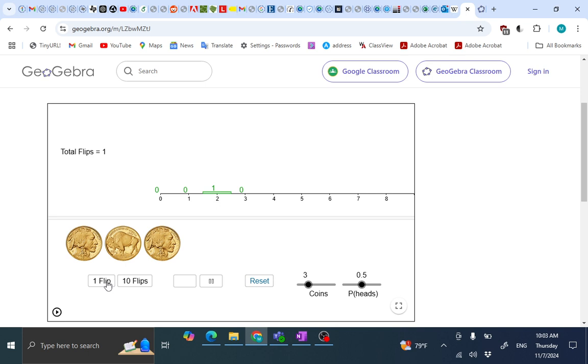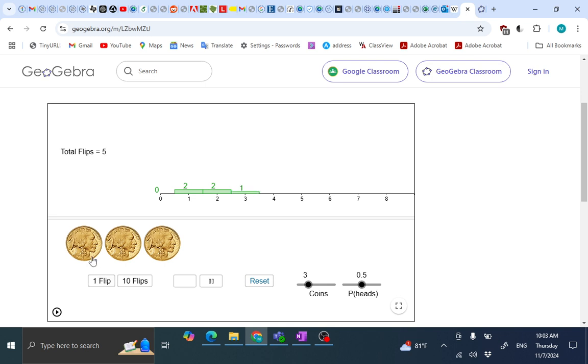Let's do another one. Again, the same thing, but a different arrangement. Here we had, out of the 3 coins, one of them heads, and that is what is counted here. Let's do another one. Again, only one head showed up.